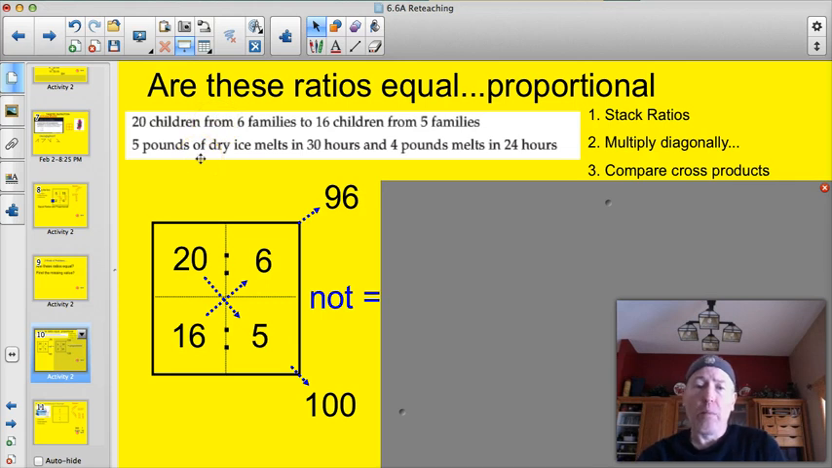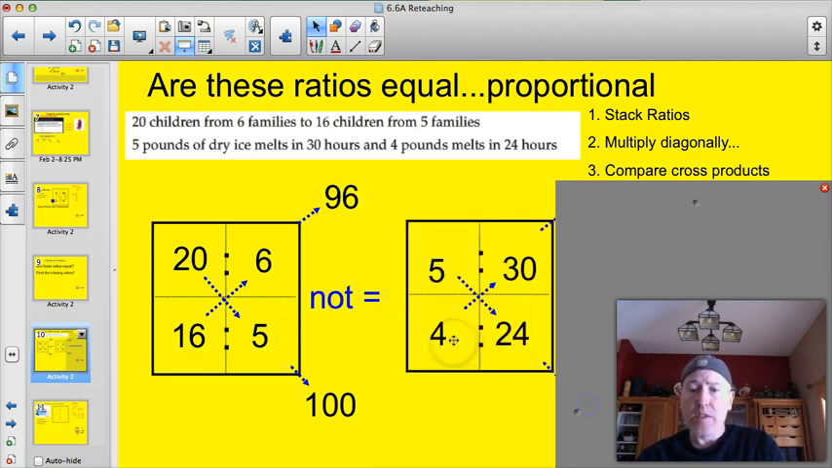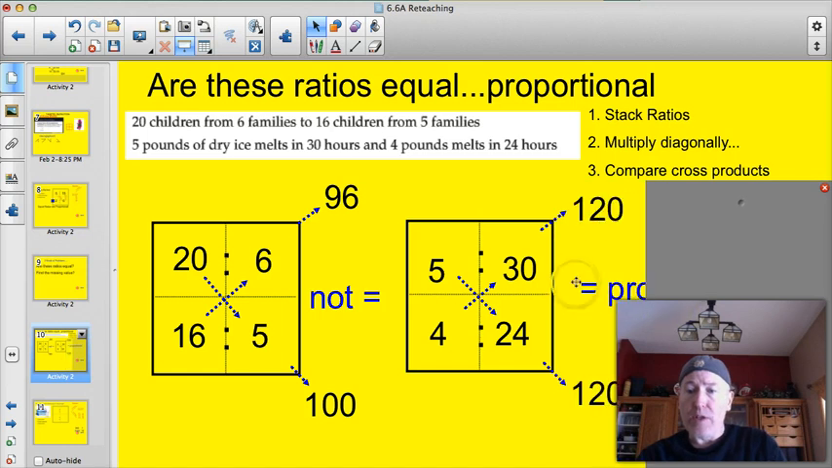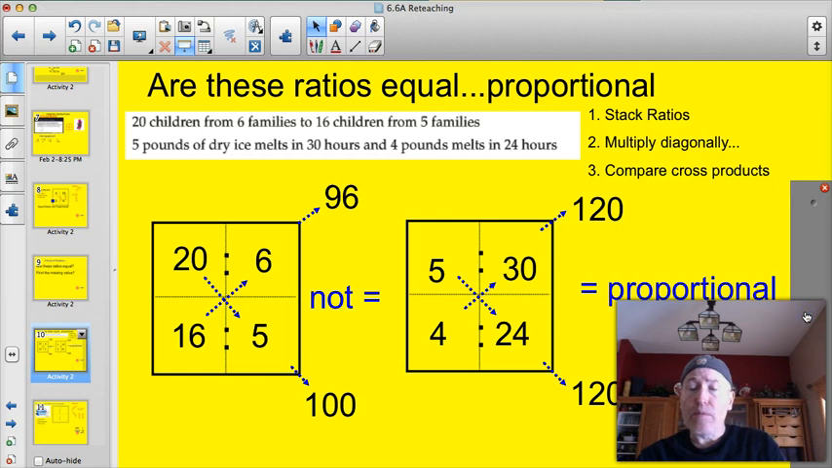You try this one here. Go ahead. Let's see how you did. If you fill the numbers into the box, you did 5 pounds of dry ice in 30 hours, 4 pounds in 24. Then you multiplied the cross products and you got 120 for each. These are equal. These are proportional. Very simple. You pretty comfortable with that? I think so. Let's move on.